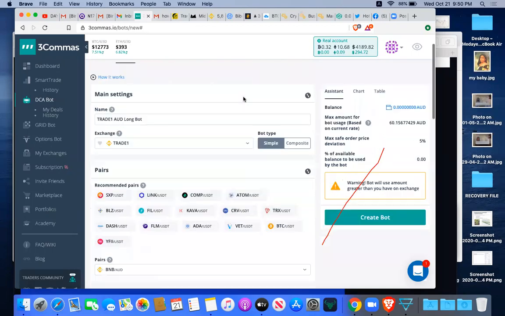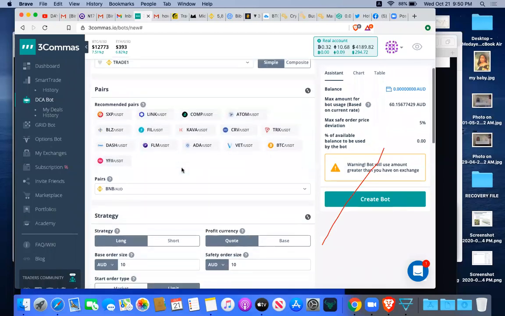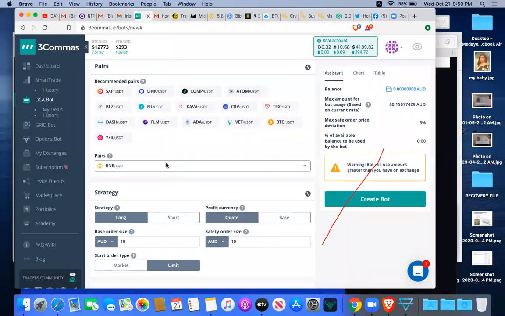Now, usually it's showing some of the recommended pairs, maybe top pairs that are doing well in the market. That's just what it's showing us here, but that's not what I'm looking for. It's just suggesting to you, these pairs are good now, you can go for them. Now, which market am I going for? So you see pairs. Which pairs am I going to?